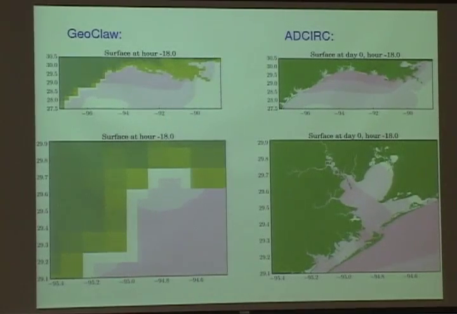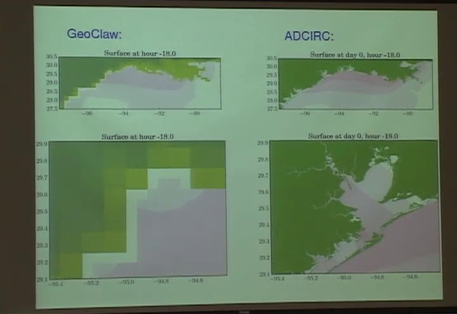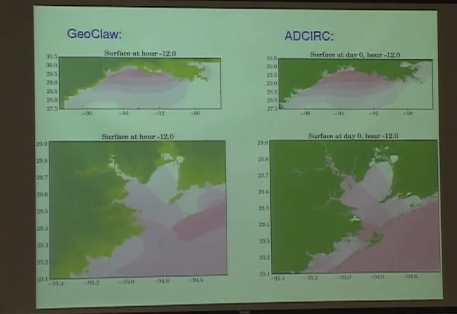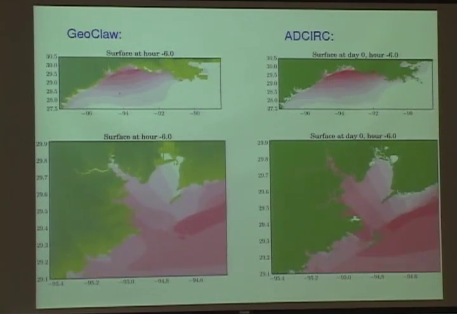And so this is a comparison of the GeoClaw and the ADCIRC results at different times. Here, 18 hours before landfall, they haven't resolved around this area very much in GeoClaw, whereas in ADCIRC, it has refined grids with a triangulation, but it's a static refinement that's set initially. And so you can see the complicated bathymetry in this region. As the calculation goes along, they start to refine here at minus 12 hours, at minus 6 hours.